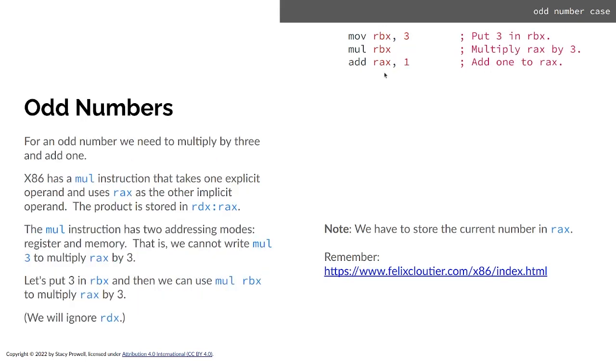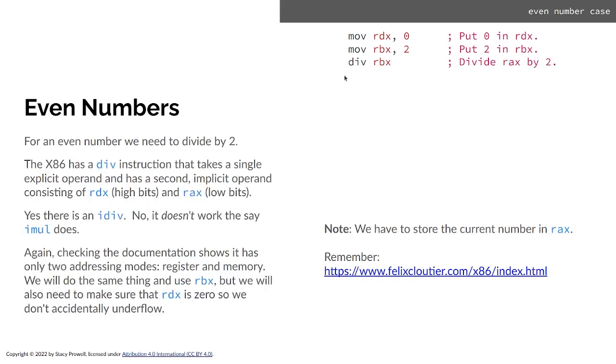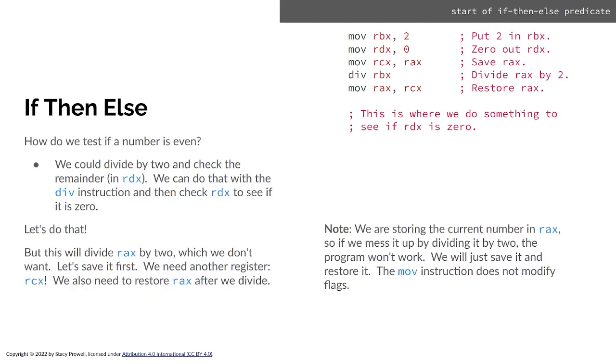So now I have code that multiplies by 3 and adds 1 for the odd case, and code that divides by 2 for the even case. Great. That seems like that was probably the hard stuff. What else do I need? Well, I need to know if a number is even or odd. How could we do that?